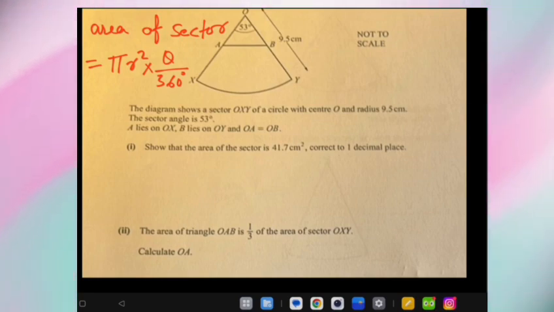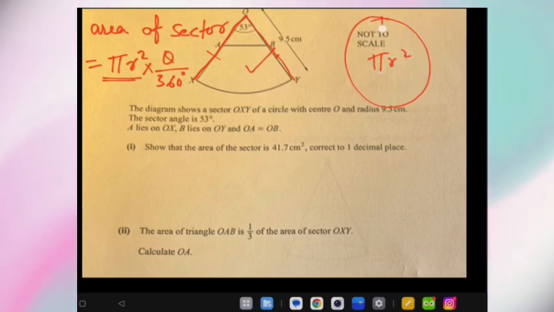Okay, let's start. So here this question is about the sector. Sector means the part of a circle divided by two radii, right? Now, how to find out the area of the sector? Area of the whole circle is pi r square, right?